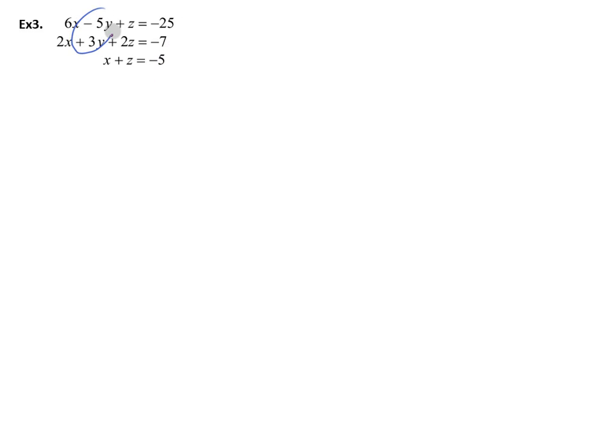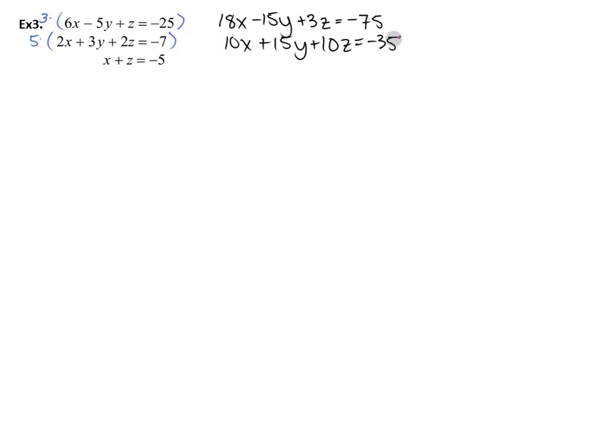So let's figure out how to cancel out y or eliminate y. I think we can make those meet at 15, but that's going to require me to multiply the top equation by 3 and the bottom equation by 5. Okay, so let's write our 2 new equations. I'll do that over at the right here. This gives me 18x minus 15y plus 3z equals negative 75. Just remember to multiply both sides by 3. Multiplying by 5, we get 10x plus 15y plus 10z equals negative 35.